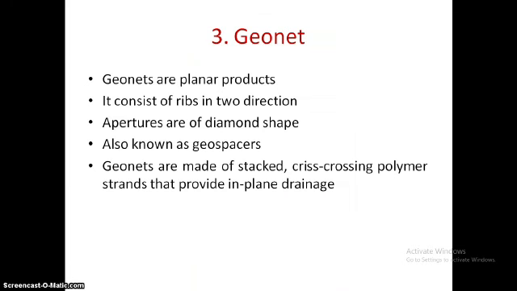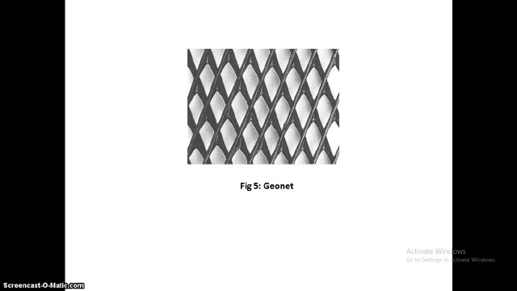Next is GeoNet. GeoNets are planar products. It consists of ribs in two directions. Apertures are of diamond shape and it is also known as geospacers. GeoNets are made of stacked crisscrossing polymer strands that provide in-plane drainage. Figure shows a typical GeoNet.